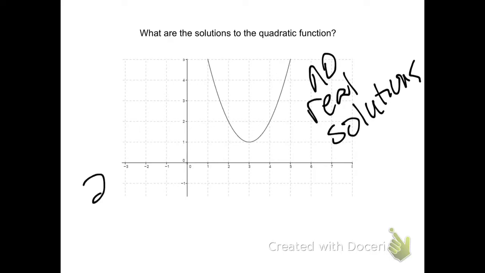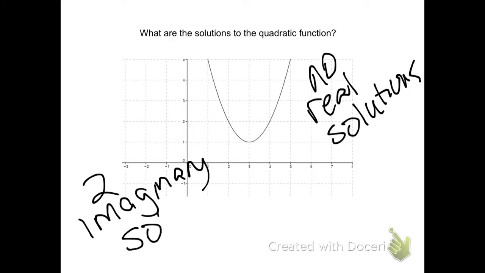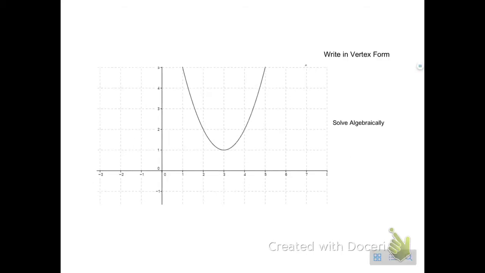So this one has two imaginary solutions because it does not cross the x-intercepts. In order to work with or determine the imaginary solutions, we need to learn about imaginary numbers, which is a different part of the number system. And here's what we'll be looking at.